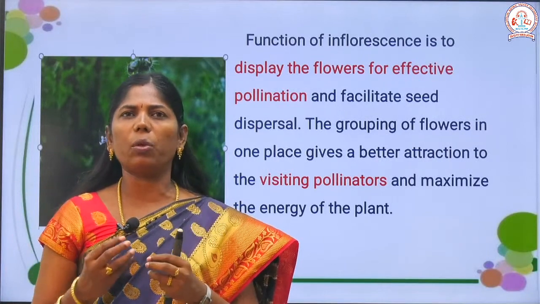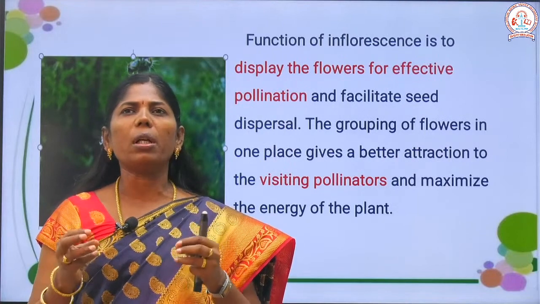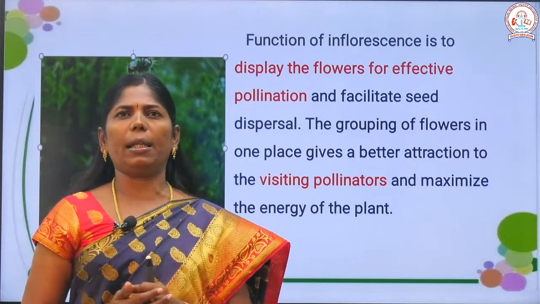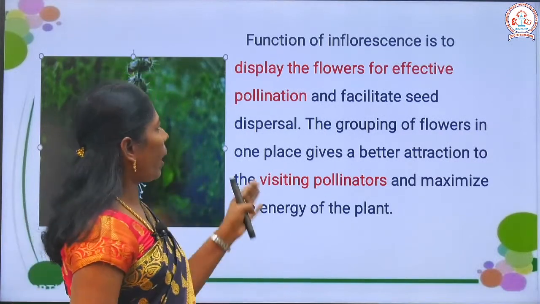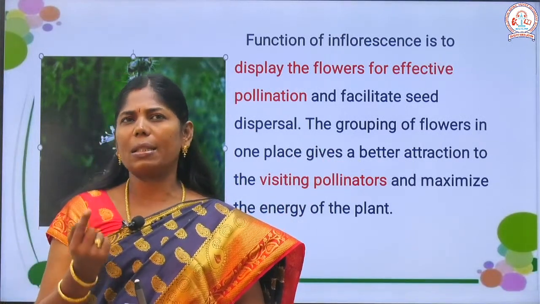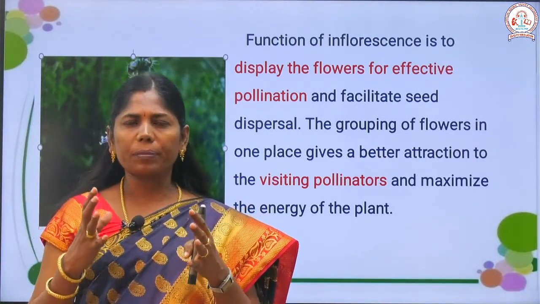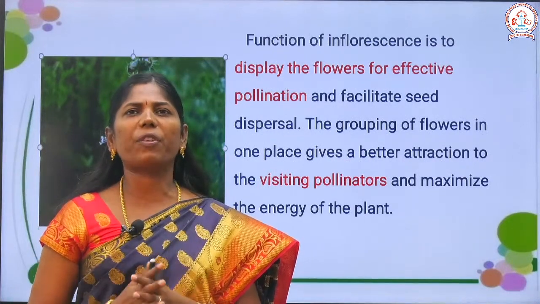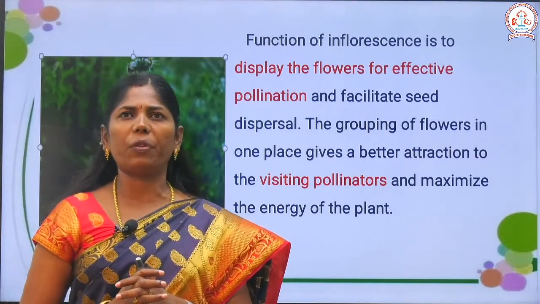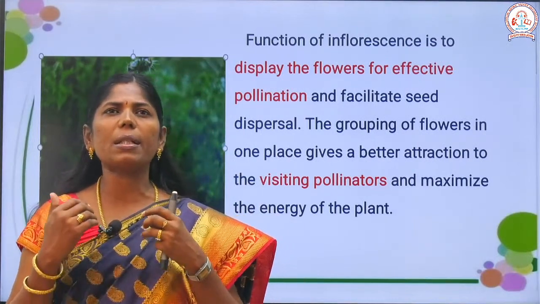Fertilization will be over, then the ovary of the flower changes into fruit and the ovules change into seeds. In this way the seeds disperse very easily. The grouping of flowers in one place gives better attraction to visiting pollinators. If there is a single flower, it attracts little, but a group of flowers attracts every one. That is the main thing attracting insects for pollination, that is, cross pollination. So, the functions of the inflorescence: the first is effective pollination, and another is to disperse the seeds.